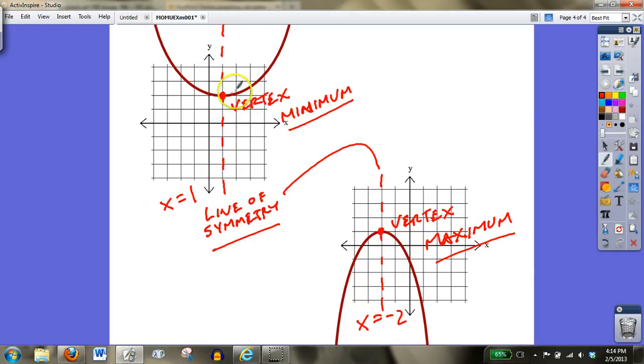Finally, as far as the vertex goes, well, obviously the vertex is just a point in space. So if they were to ask you specifically for what the vertex is, we'd say this vertex is a minimum, and its coordinates, in this case, are 1, 2. If we were looking down here where our vertex is a maximum, our vertex here would be, let's see, -2, +1. Okay, so now we know how to locate the line of symmetry and how to locate the vertex, how to list it numerically, and how to tell whether that vertex is a minimum or a maximum.